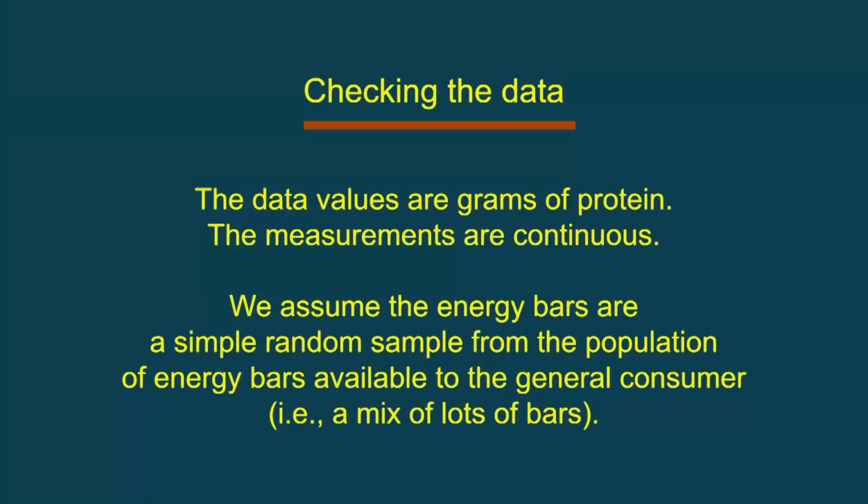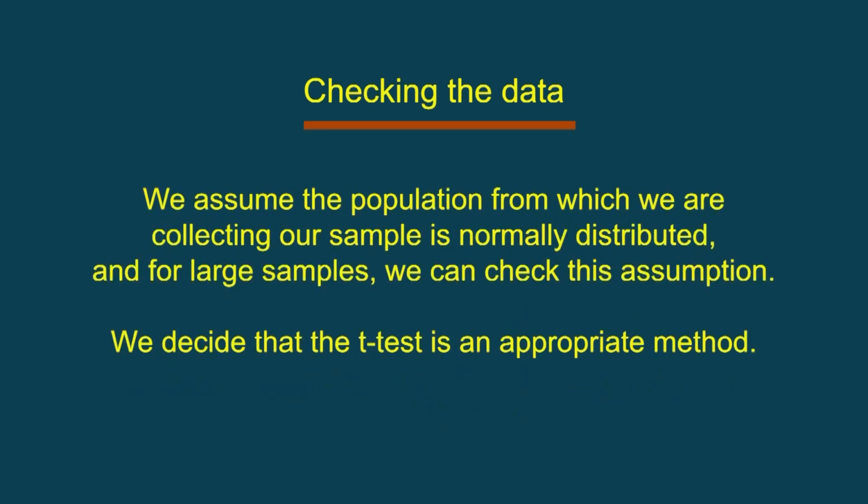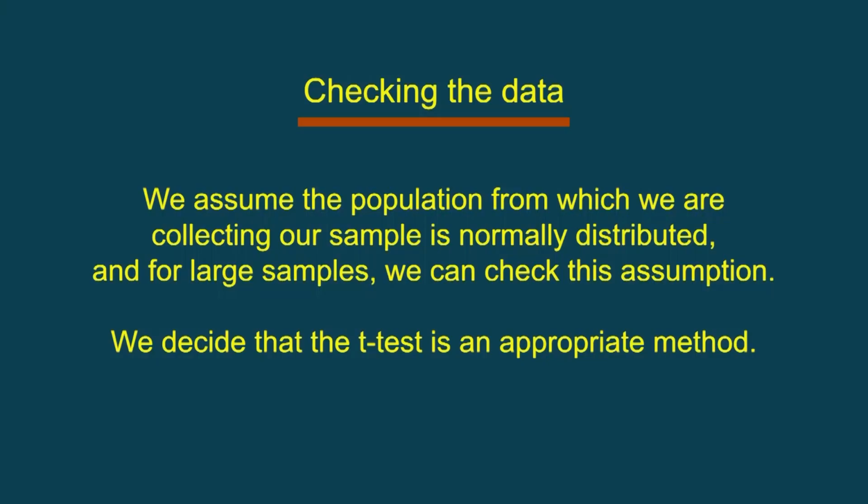The data values are grams of protein and hence the measurements are continuous. We assume the energy bars are a simple random sample from the population of energy bars available to the greater consumer, that is a mix of lots of bars. We assume that the population from which we are collecting our sample is normally distributed, and for large samples we can check this assumption. There are different ways of checking these assumptions, say the Kolmogorov-Smirnov test, or even the chi-square test can be applied to check this. So we decide that the t-test is an appropriate method for this problem. So we have checked our data.